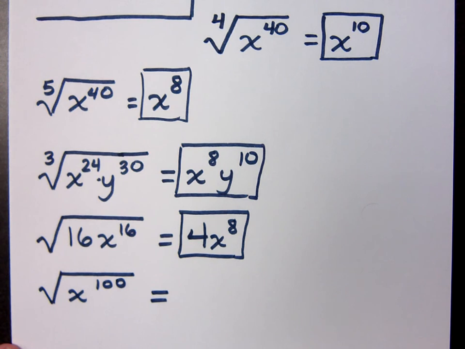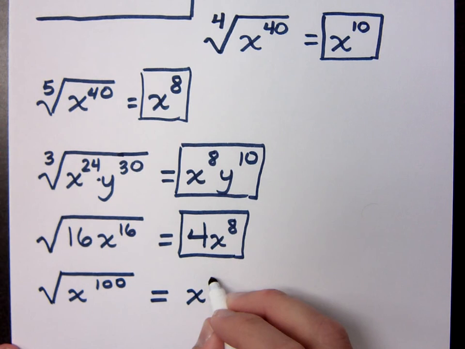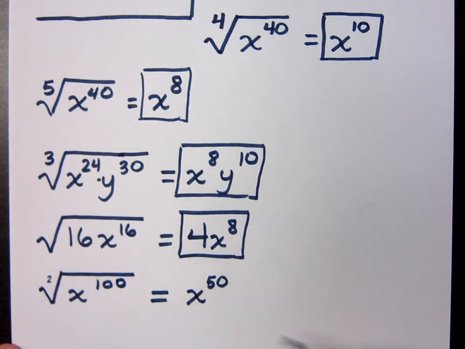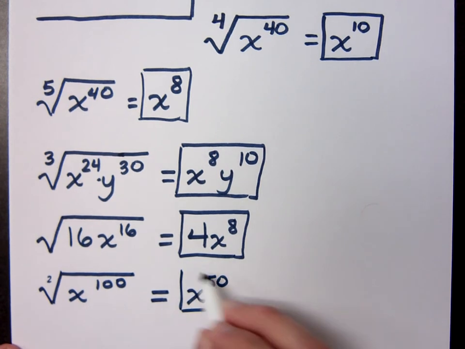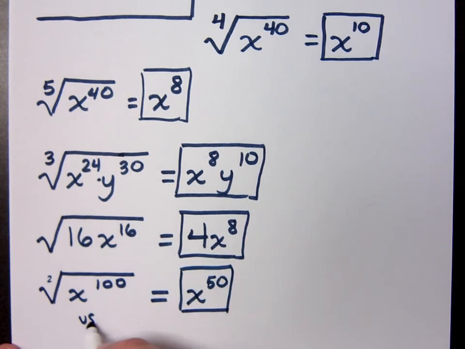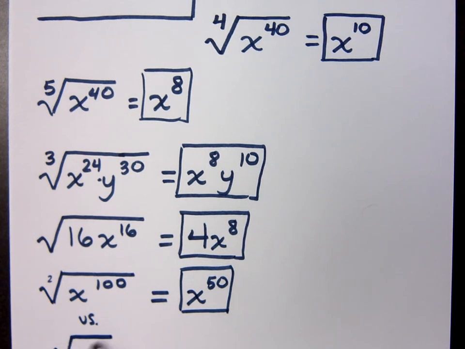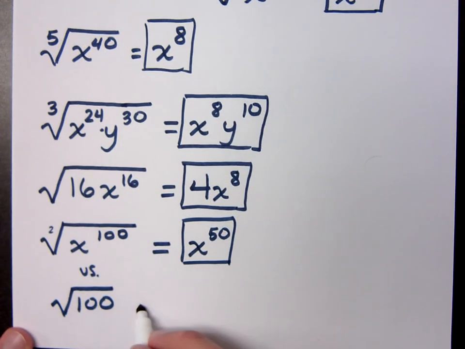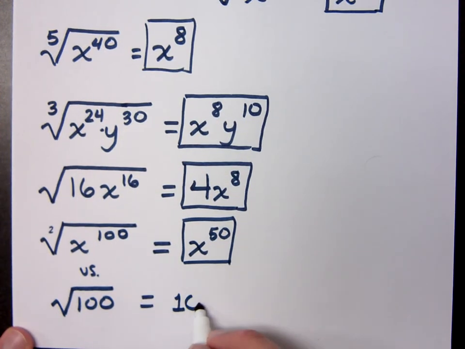How about the square root of x to the 100th? X to the 50. This is understood to be an index of 2, so 100 divided by 2 is 50. Understand there's a difference between x to the 100th and just the square root of 100. What's the difference? The answer here is 10.